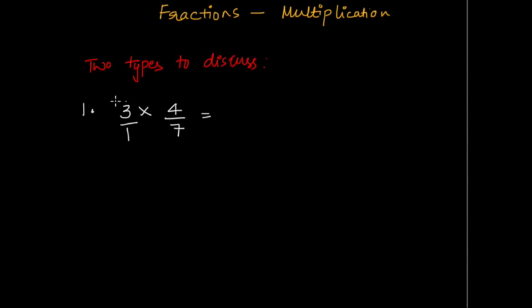In multiplication you multiply the numerators and you multiply the denominators. So this is 12 by 7. You don't really have to put the 1 always. It's just a matter of understanding that I wrote down the 1. You don't really have to put that in.